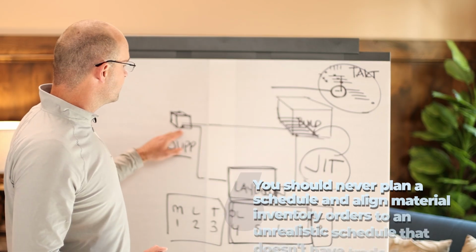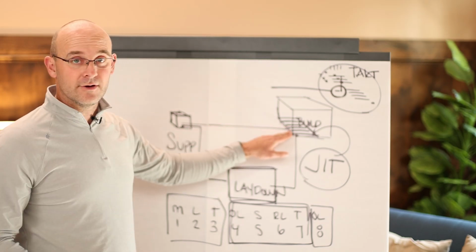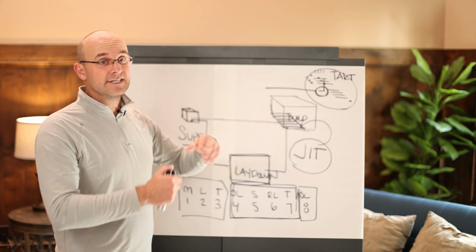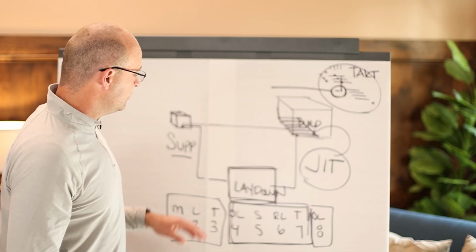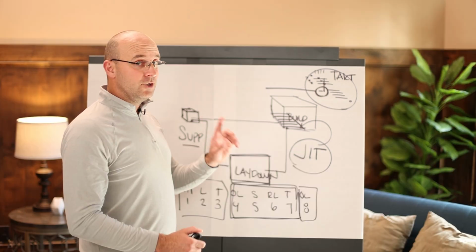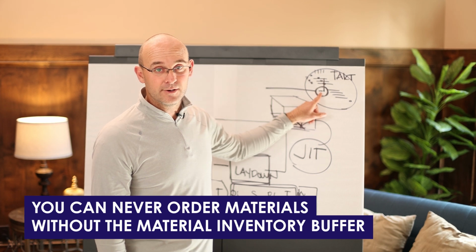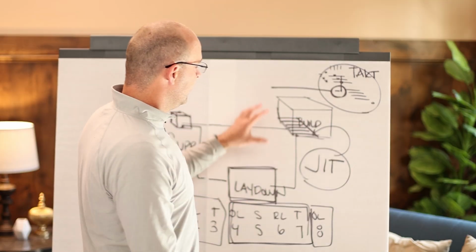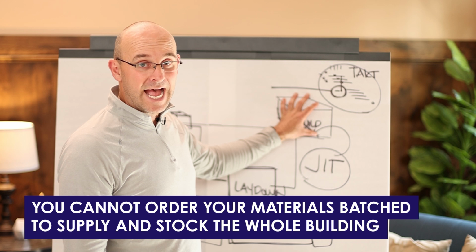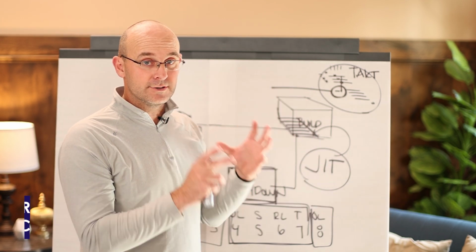You should never assume that all of your materials are going to come directly from the vendor to the building itself. That's a recipe for disaster. You should not discount the merits of using a laydown. You can never order materials without this material inventory buffer. The other thing you can never do is just order your materials batched to supply and stock the whole building. It must come out zone by zone.